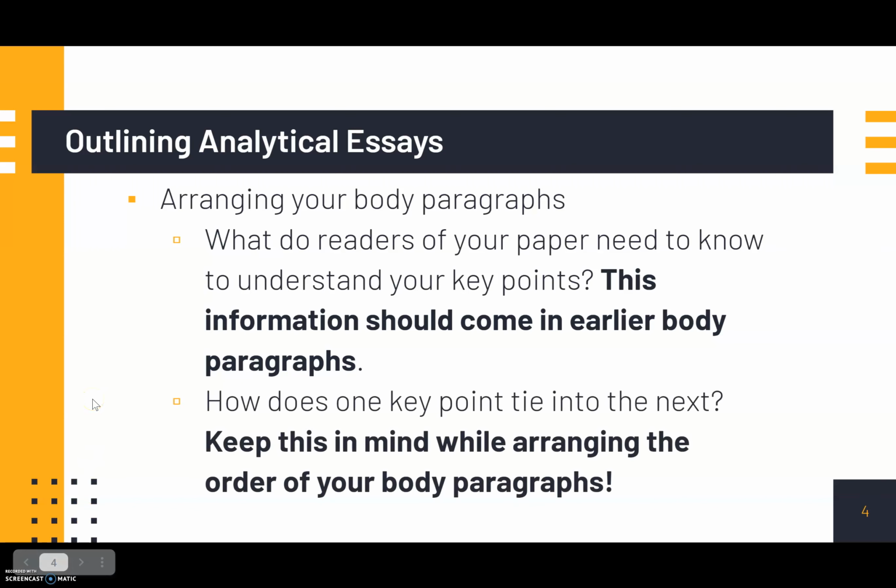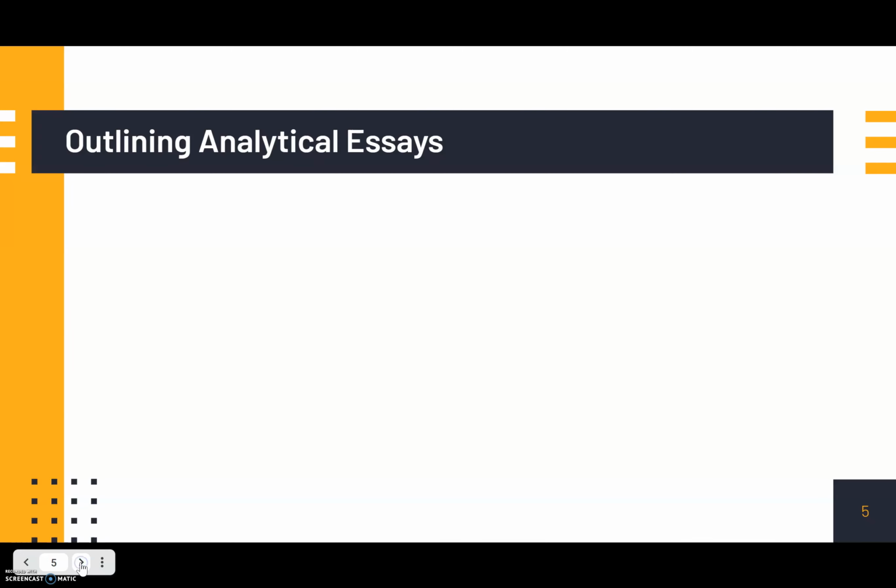And you also want to think about how one key point ties into the next. That can be really helpful with writing transition sentences and also with coming up with a good order for your body paragraphs. If you're really struggling to find how one key point connects to another, maybe they shouldn't be right next to each other in your essay. Maybe there's another idea that should go in between. Or maybe even that's the point where you realize that one of the ideas doesn't really fit in your essay. It's better to keep that in mind while you're outlining than once you've written a full draft.